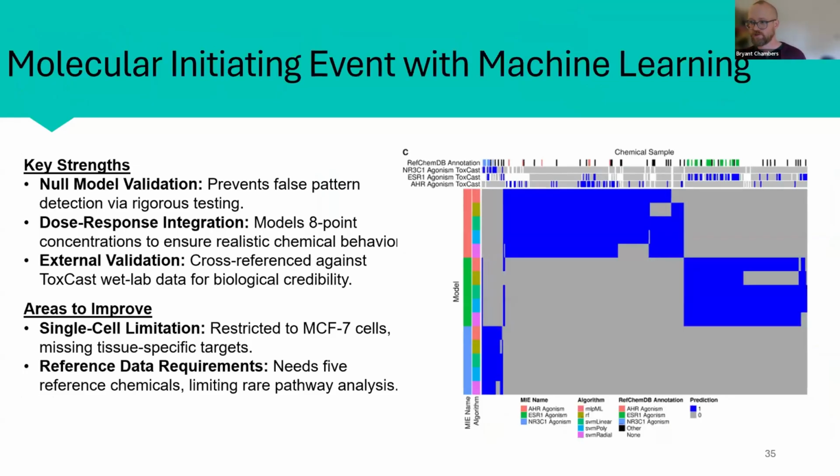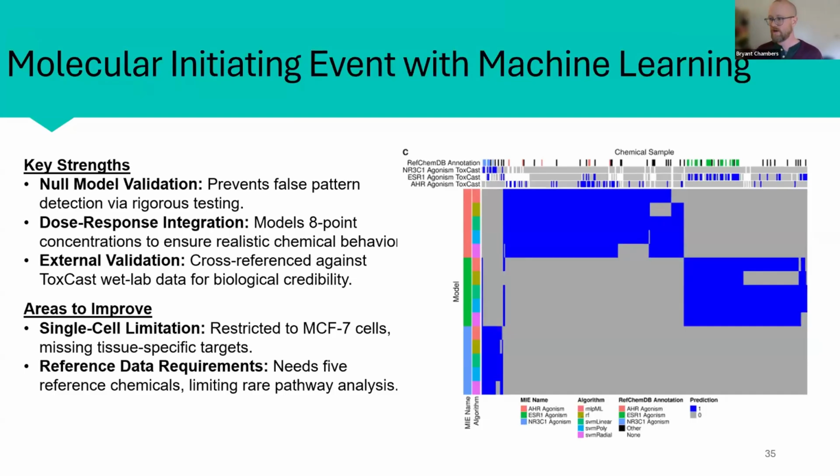This study has a lot of strengths. The null model validation prevents false pattern detection via rigorous testing. Being able to have some kind of statistical model within this to look at how well my classifier performs objectively is very critical to applying a model like this. On top of it, the researchers really understand what they're looking at. It's not just slap a model against data. Here, they're actually looking at 8-point concentration to ensure that we're looking at information in a dose response.